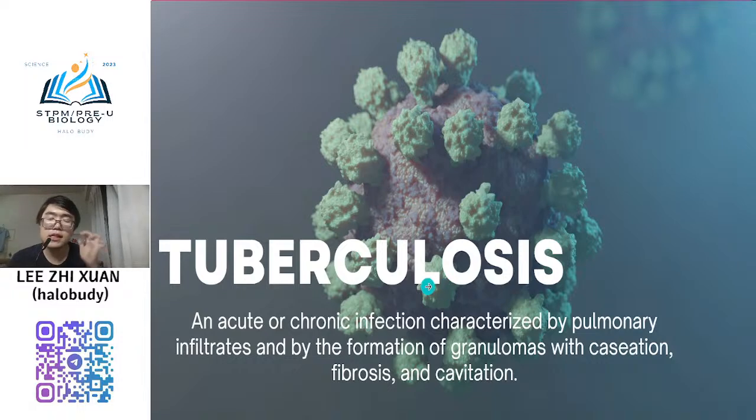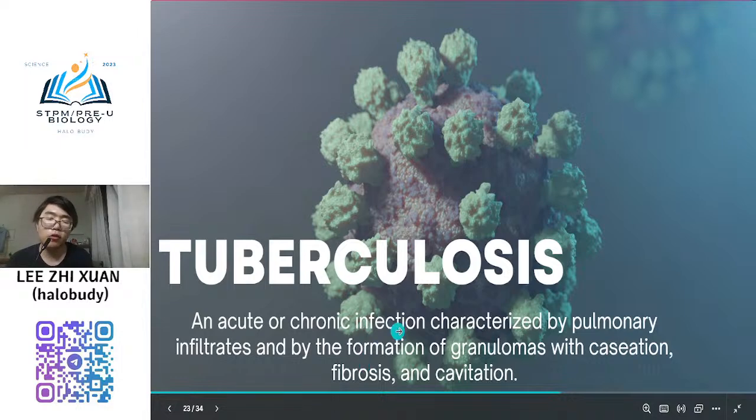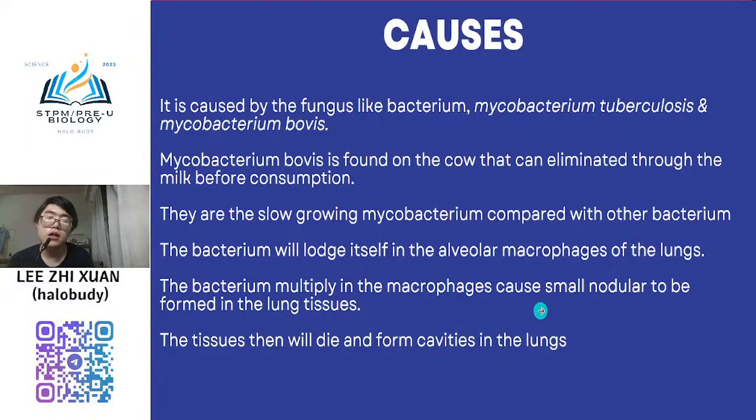So normally this disease is also one of the pandemic diseases that occurred in the past few decades. Now it is already very rare, but in the past few decades, like 1990, it was a very famous disease, also one of the pandemics around the world. So tuberculosis is a chronic infection characterized by pulmonary infiltrates and by the formation of granulomas with fibrosis and cavitation. Okay, so this disease is caused by bacteria.